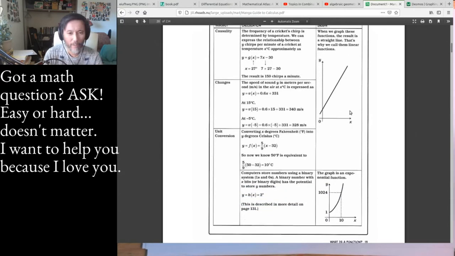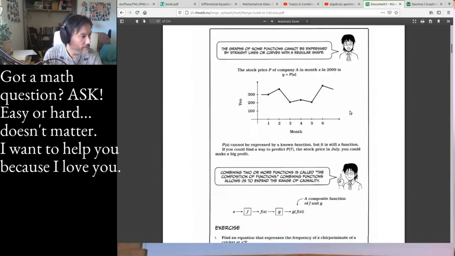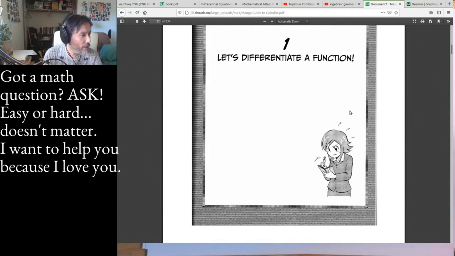All right, this is math bullshit. Nobody cares. Let's differentiate a function.